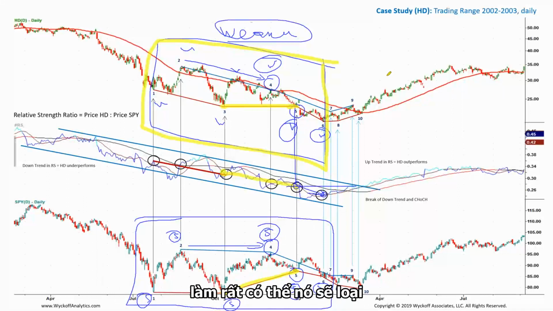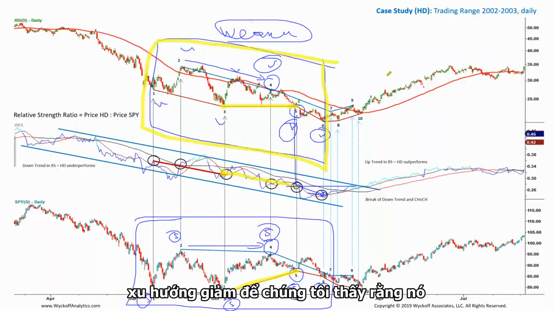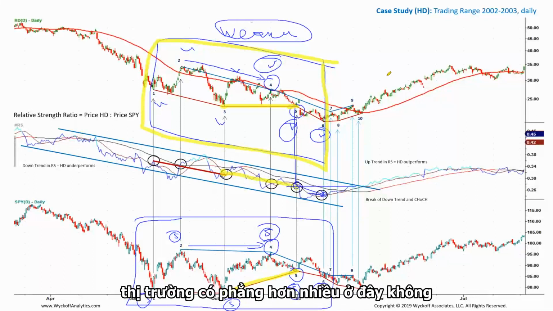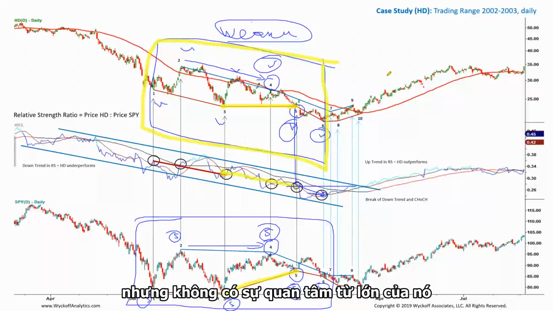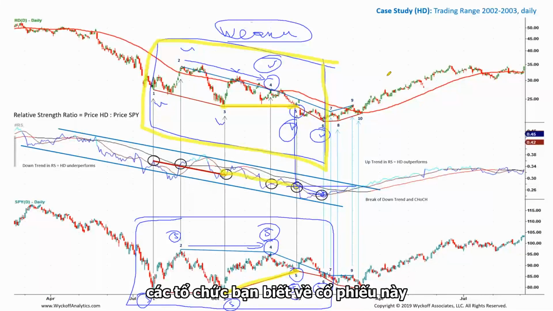Most likely it's going to drift and then go down. It's weakness, because if we don't have support from institutions, and they don't buy, most likely the stock is going to be in the downtrend. So we see that the market is much flatter at this point, but there is no interest from big institutions in this stock.